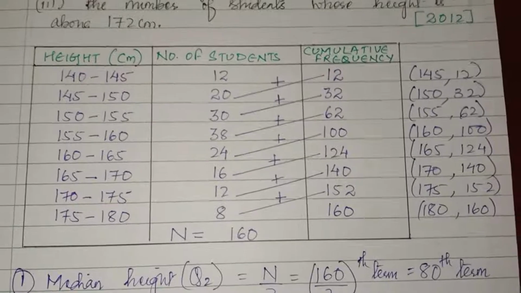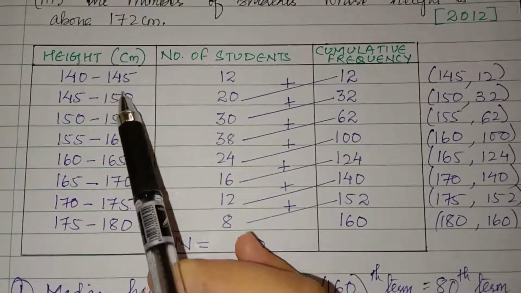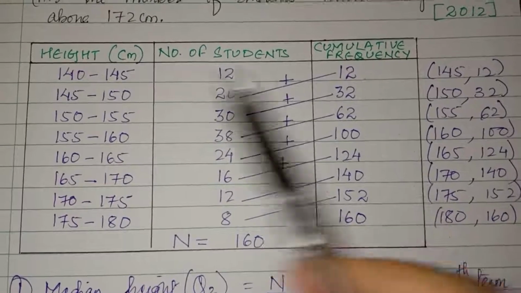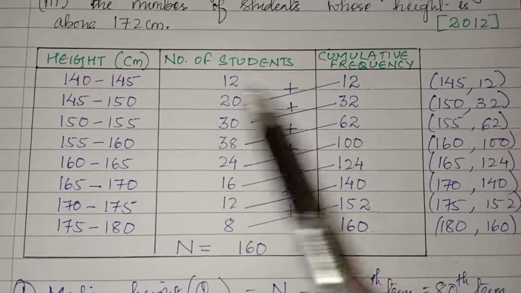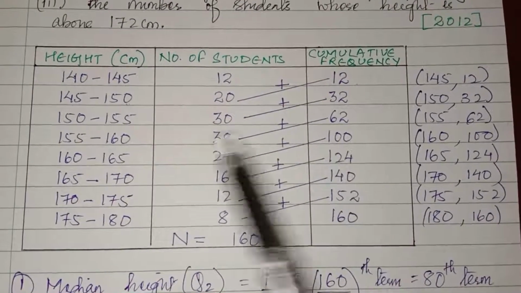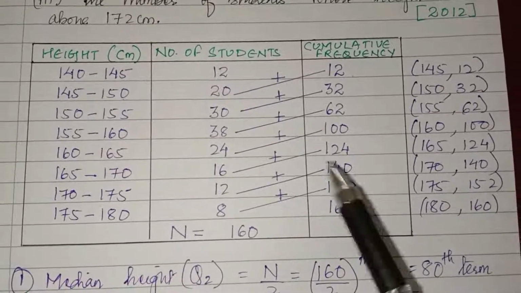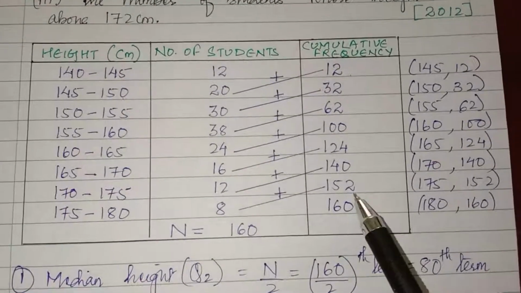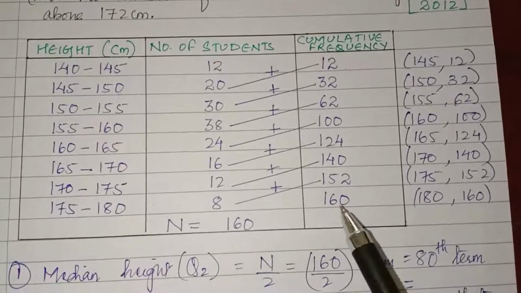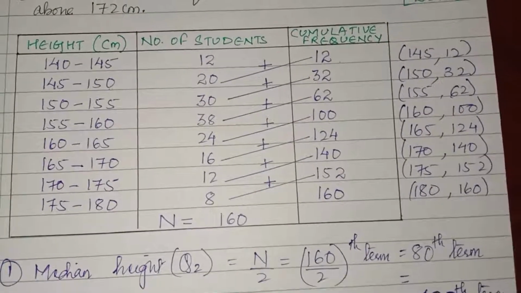Now next, what we have to plot on the graph paper is the upper limit and cumulative frequency. Upper limit, cumulative frequency: 160, 100; 165, 124; 170, 140; 175, 152; 180, 160. So these are the points which we need to plot on graph paper.